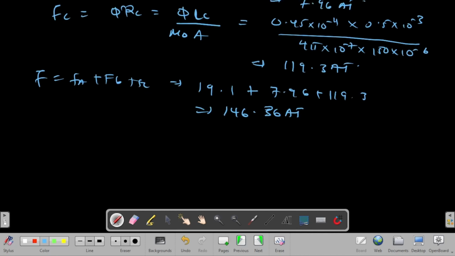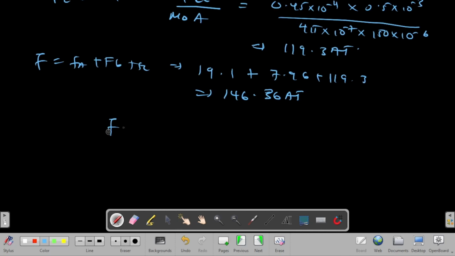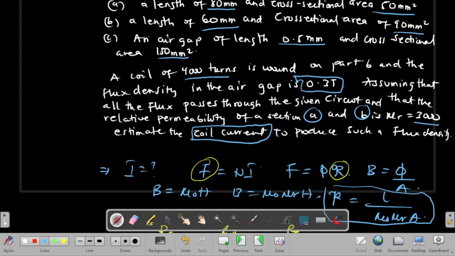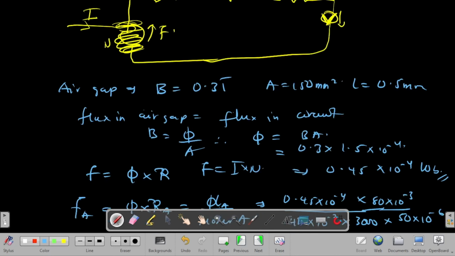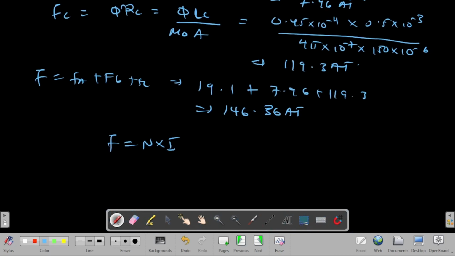So once you have this, remember F is equal to N times I. In the equation, they say that it's 4,000 turns. So I have my I to be equal to 146.36 over 4,000. That is equal to 36.59 milliamp. And that is all I have for this problem.